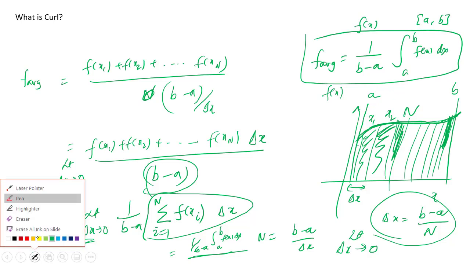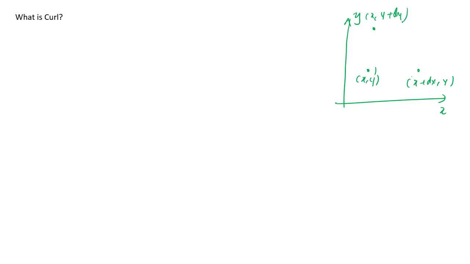So with this, let's try to see what curl means. To do this, we are going to take a tiny element in the xy plane. Let's say this point is x, y, and this point is x plus dx, y, and this point is x, y plus dy, and this point is x plus dx, comma y plus dy. And I want to integrate some vector field.